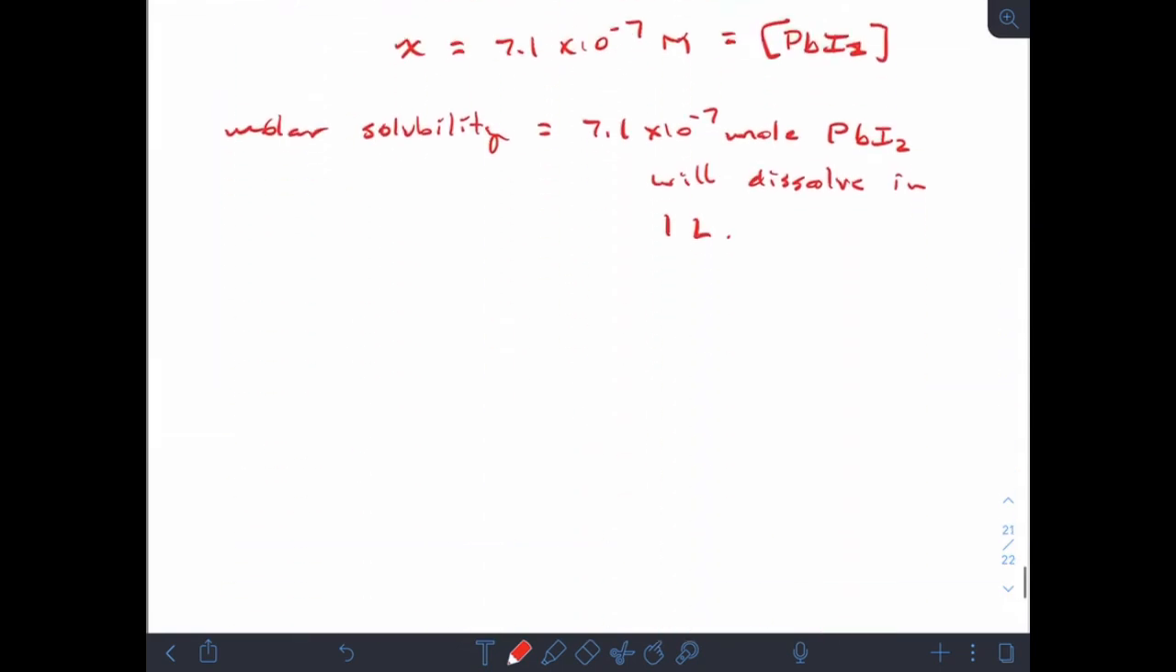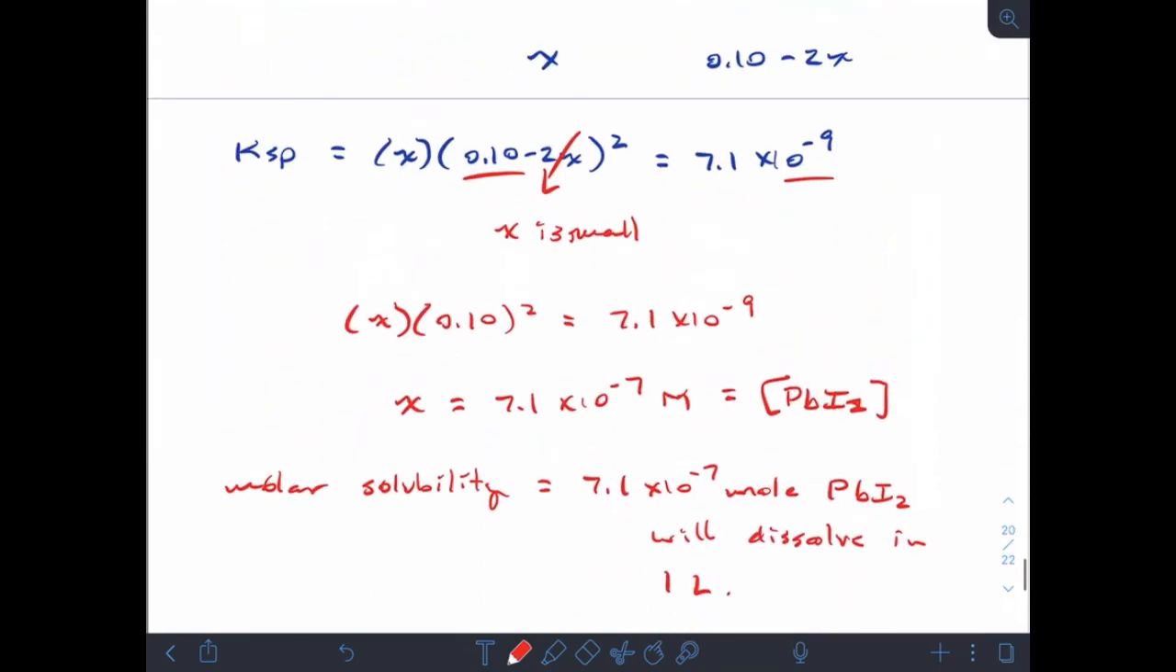Right? So with that, I'm going to pause and go on to the next video. Then we'll be talking about whether or not anything will dissolve, or whether or not anything will precipitate.